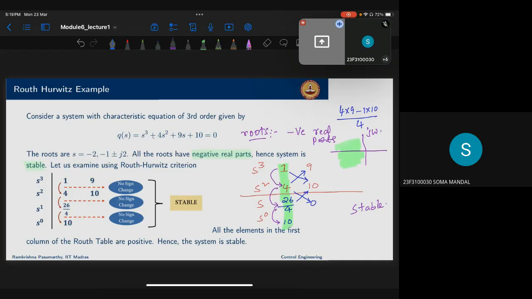You can see these roots. So one root is at -2. Another root is at -1, so this is -1 plus or minus j2. This is plus j2, this is minus j2. So these are the 2 poles. Can you see that? Sir, how did you get those roots?